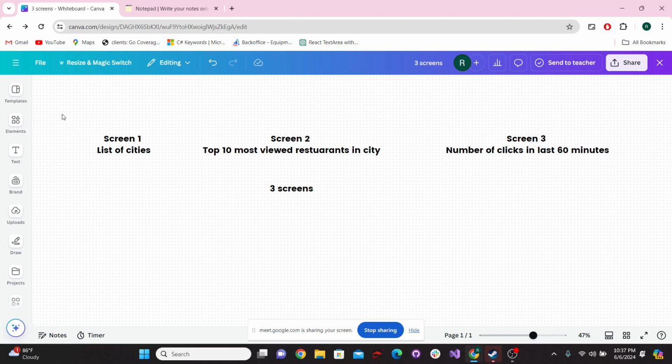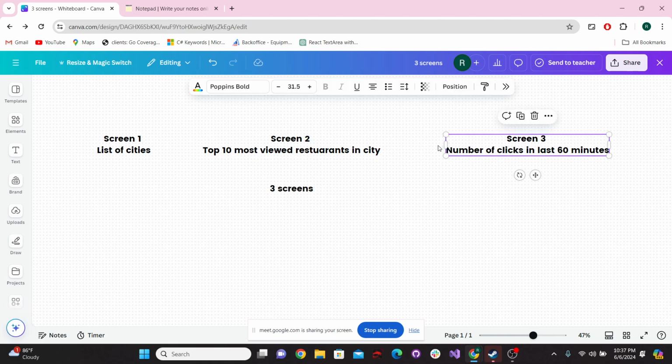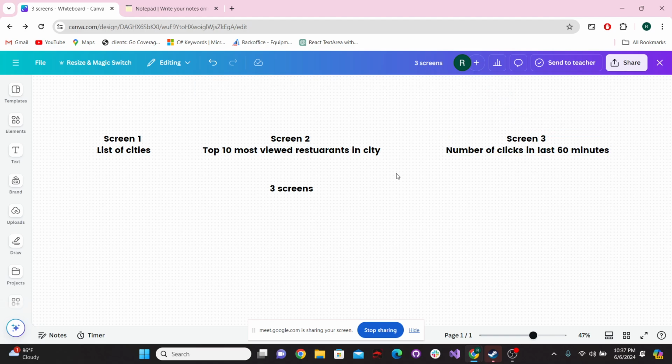Screen 3, when you click on a restaurant, your click is obviously registered, and it also shows you the number of times other people have clicked it, 100k people have clicked it. So how many clicks have happened in the last 60 minutes, right? Okay, so you see this problem. I want you to come up with a solution immediately. Tell me what's coming to your mind.